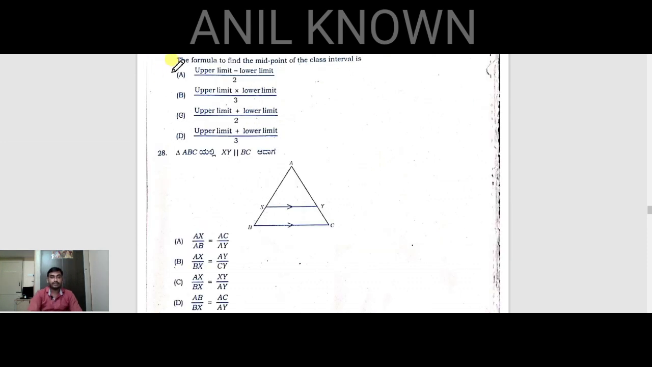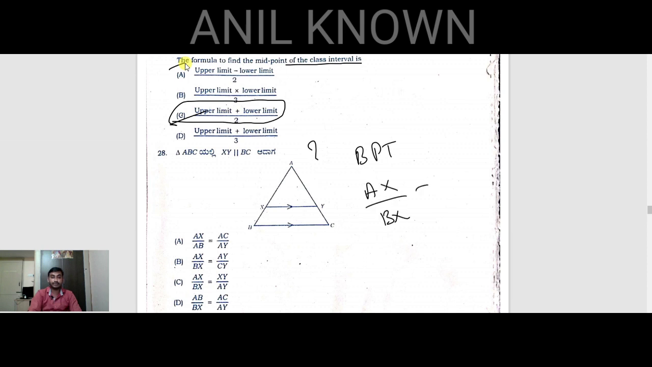The next question is, the formula to find the midpoint of the class interval. Very simple, upper limit plus lower limit divided by 2, that will be in option C. Therefore, option C is the correct answer. See the 28th question: in triangle ABC, XY is parallel to BC. Very simple, XY is parallel. Therefore, by the basic proportionality theorem we know that AX divided by BX should be equal to AY divided by CY. So, this will be answer B. Therefore, option B is the right answer.